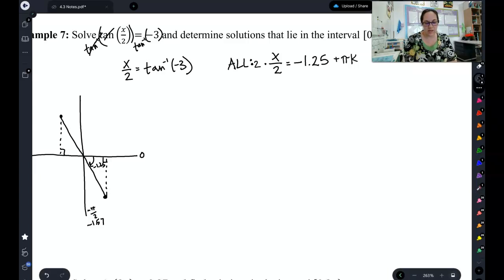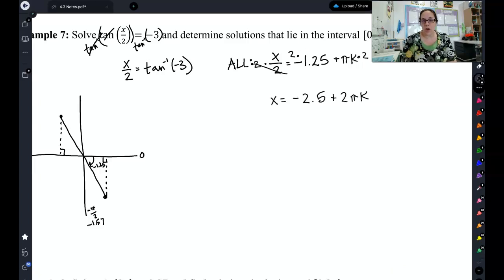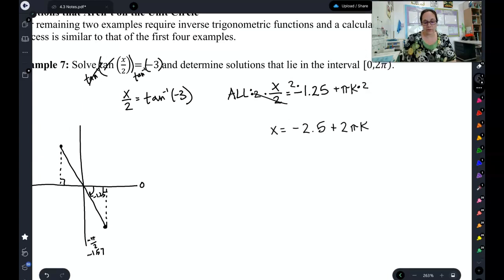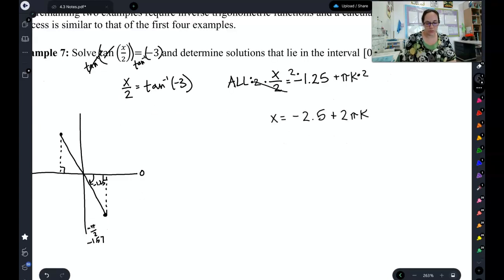So let's times everything by 2. Get rid of that 2. So negative 1.25 times 2 is negative 2.5 plus 2 pi k. So if it said all answers, there we go. We're good to go. However, this does say between 0 and 2 pi.